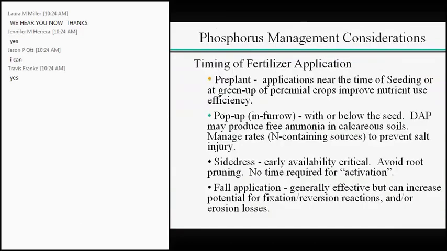So let's look at some management considerations for phosphorus. First of all, if we can, and again, this is both from your garden, flower beds, and also from an agriculture standpoint, we really want to put it out either right at planting if we can, or right before planting. And you want to put out all of your phosphorus at the same time you put out your initial amount of nitrogen.